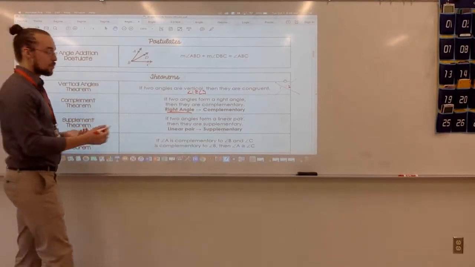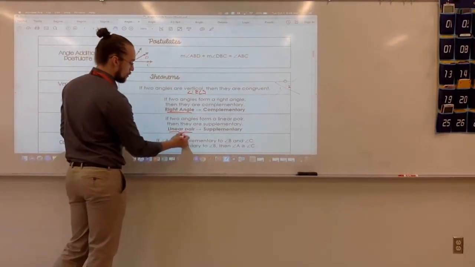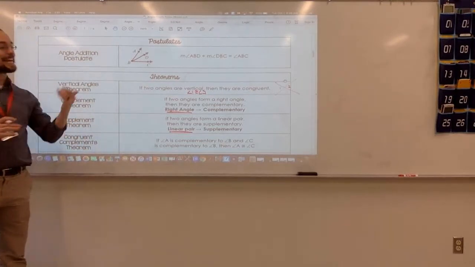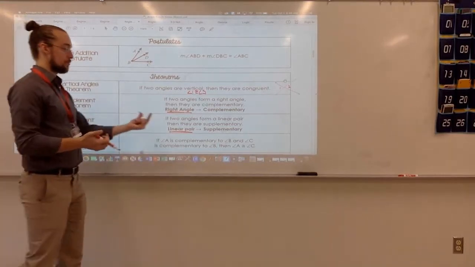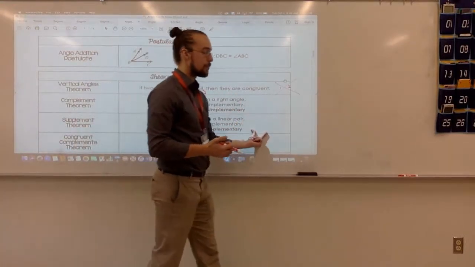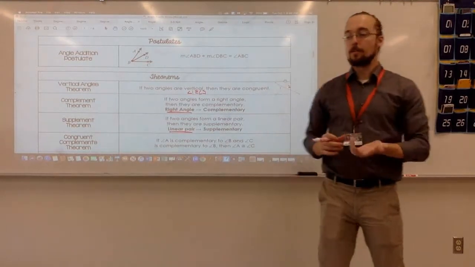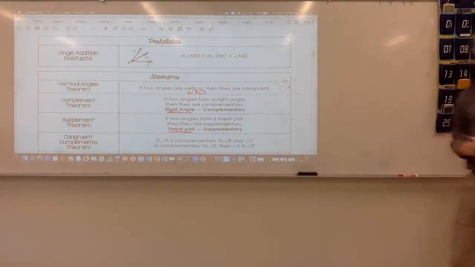Similar idea for the supplement theorem. If I'm told that two angles form a linear pair, then they're supplementary. Then I could potentially, in a proof, use the next step to say, well, if they're supplementary, then the measures of their angles add to 180.